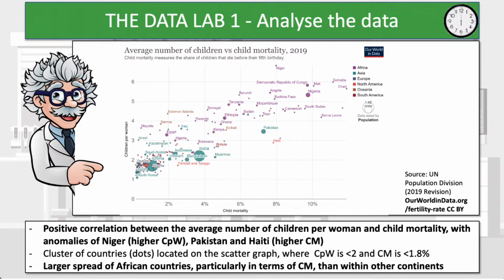We can see clusters of countries, which are the dots located on the scatter graph, where children per woman is less than 2, and also child mortality is less than 1.8%.